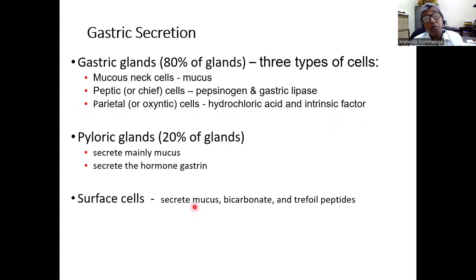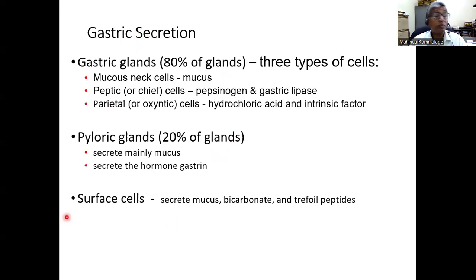Then the other type of gland, lower down close to the lower end of the stomach, is the pyloric gland, which mainly secretes mucus. And of course some hormones like gastrin are secreted from some of the cells there. So you can see the main gland, the gastric gland in the upper part, will have peptic cells and parietal cells. Then, of course, these are the two types of gland.